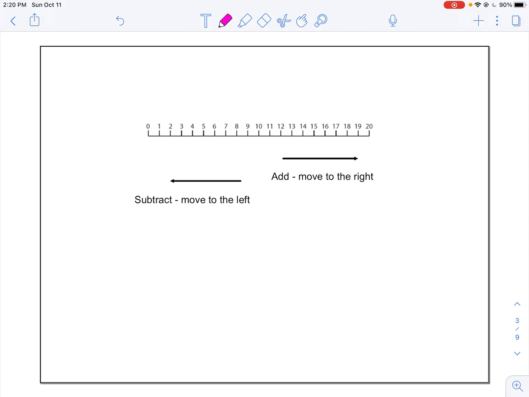So let's say I was doing 7 plus 4. I'm going to start at 7, and because I'm adding, I'm moving to the right. 1, 2, 3, 4. And my answer would be 11. So now let's say I want to subtract something. Let's do 10 minus 6. I'm going to start at 10 because I'm subtracting. I'm moving to the left 6 spots. 1, 2, 3, 4, 5, 6. And my answer is 4.